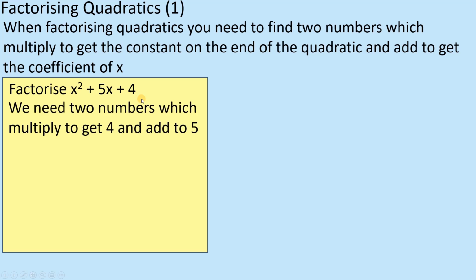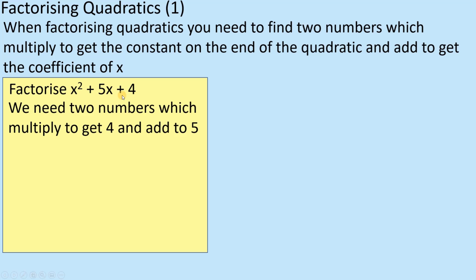So we're looking for two numbers which multiply together to give you this number at the end, the +4. There are a couple of combinations. It could be 1 and 4, 4 and 1, 2 and 2, and because it's a plus, the signs could be the same, so it could be -2 and -2. Yes, we are looking for two numbers that multiply to get 4.